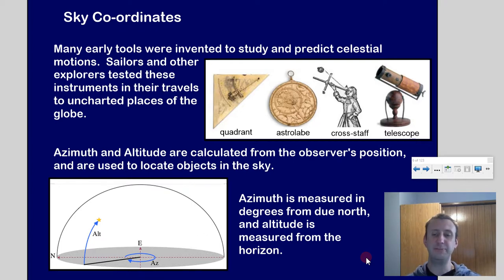So azimuth is measured in degrees from due north, and altitude is measured from the horizon. Azimuth is probably the more confusing one, but what we do is we start from north, and then we rotate clockwise until we reach the position. So you have to use a compass for this. You point the compass north, and then you figure out where it is in relation to north in the clockwise direction. Well, altitude is how many degrees above the horizon it is.